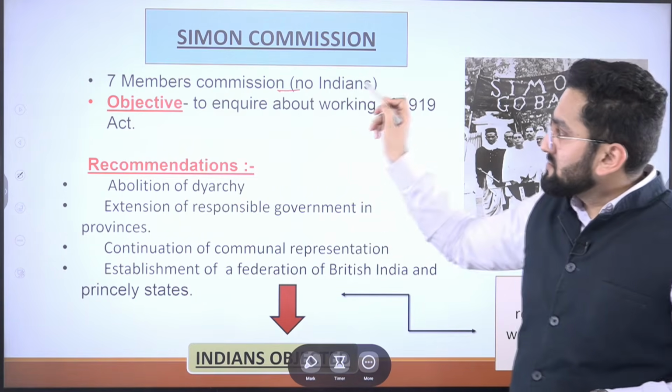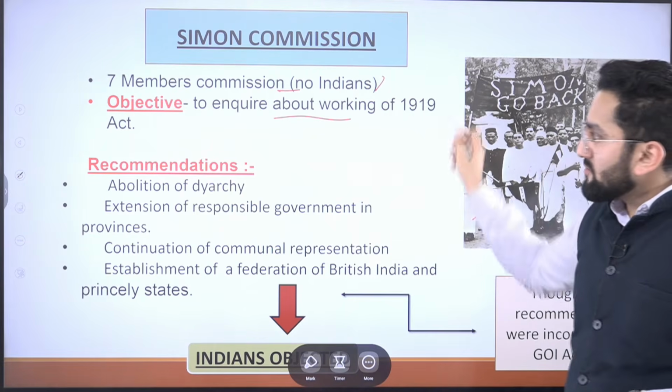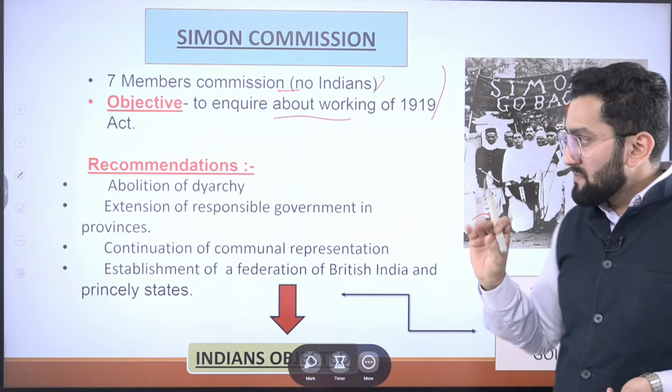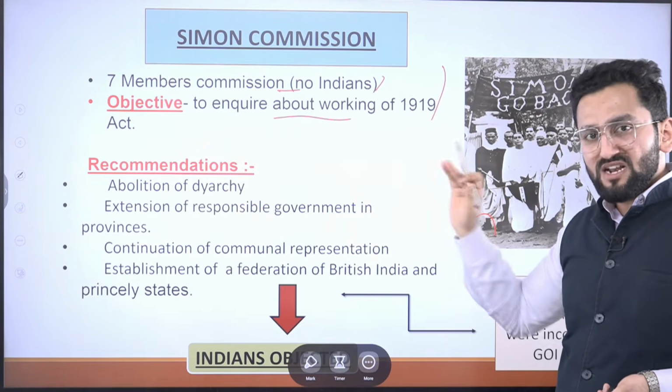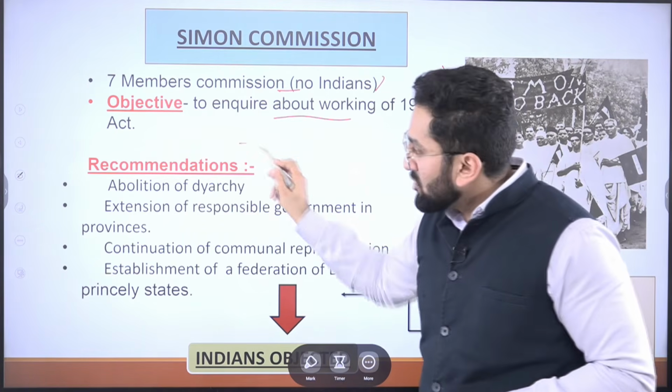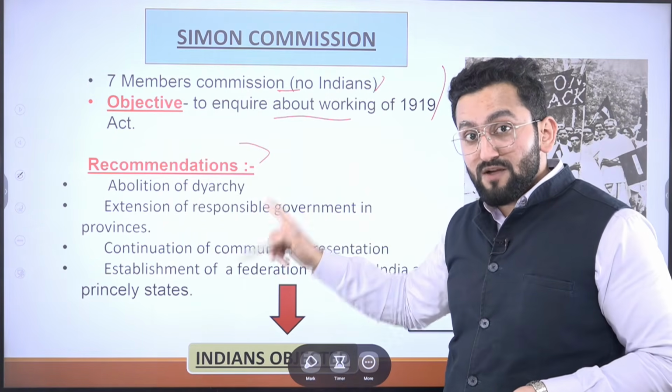Now, a 7-member commission, no Indians were there. The objective was to inquire about the working of the 1919 Act. You should remember this objective; a statement-kind of question has already been asked by UPSC, I think in 2015. Now, recommendations. What were the recommendations of the Simon Commission?